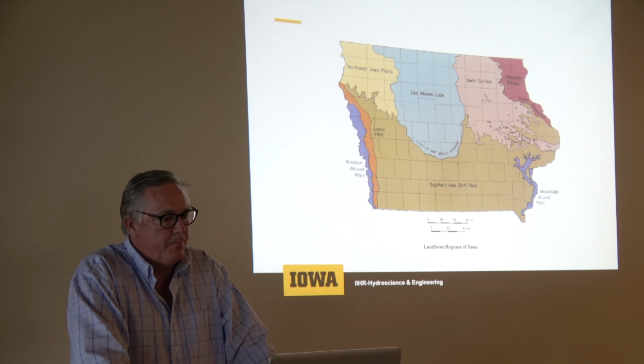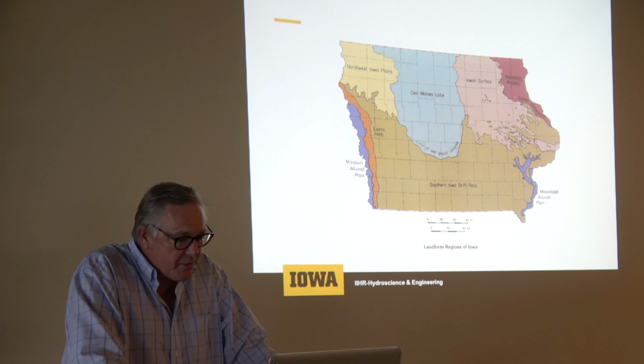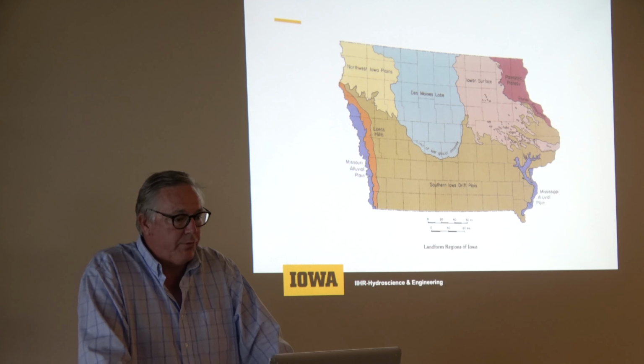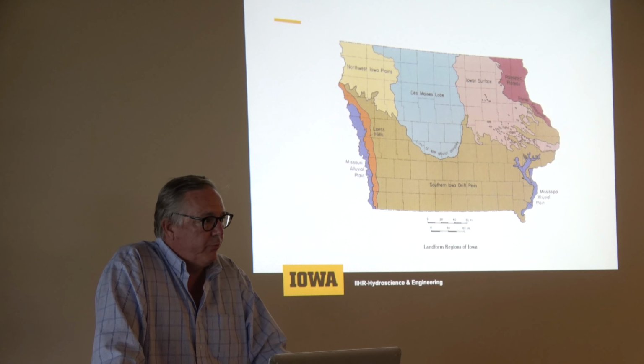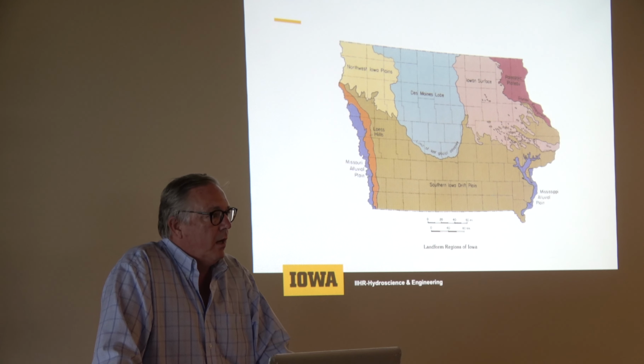But if you know what you're looking for, you can see where the landforms change and where the glaciers were and weren't. And so you can see there the Des Moines Lobe, where the Wisconsin Glacier was, the Southern Iowa Drift Plain, where we are now.